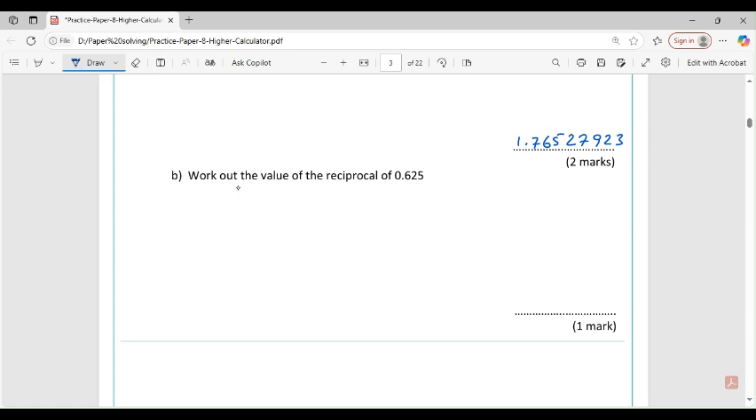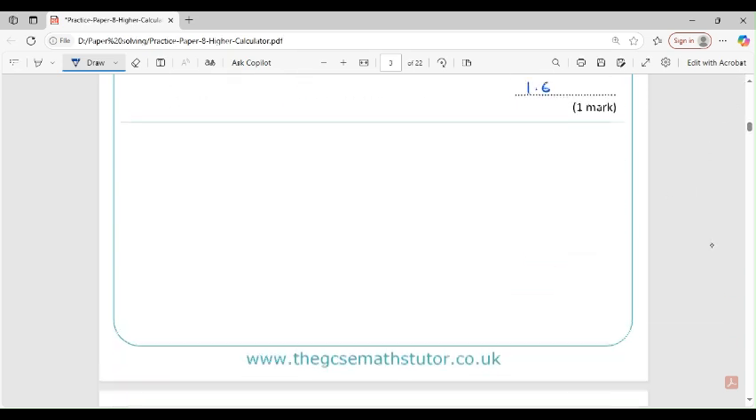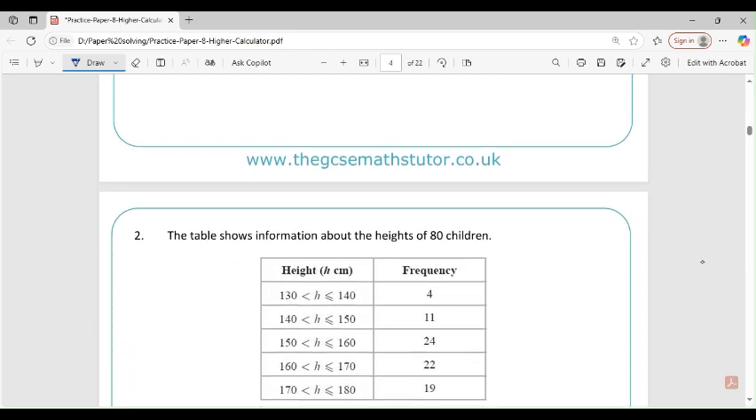Now, part B is saying work out the value of the reciprocal of 0.625. So the reciprocal of 0.625 is going to be 1 over 0.625. Once you put these values in the calculator, you should get 1.6 as an answer. And moving on now to question number 2.